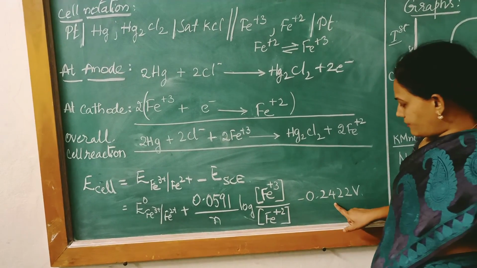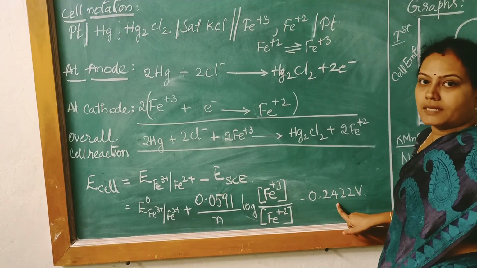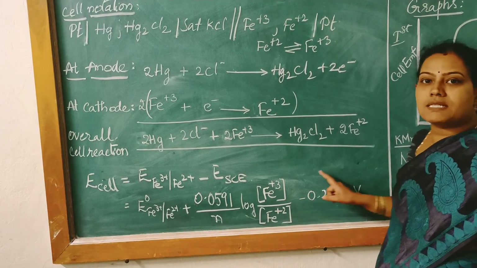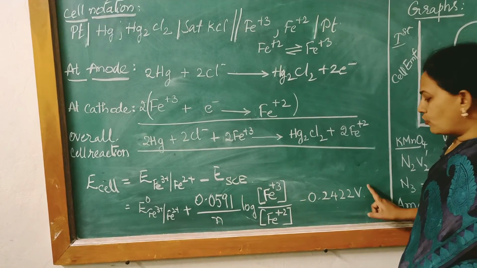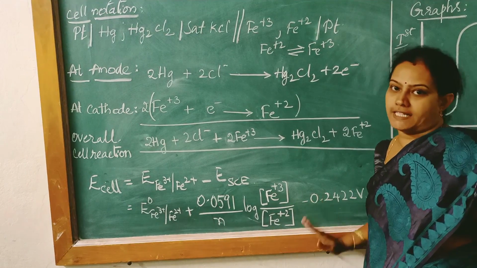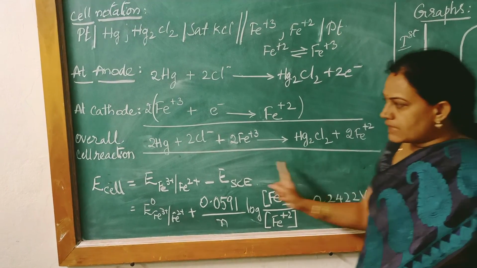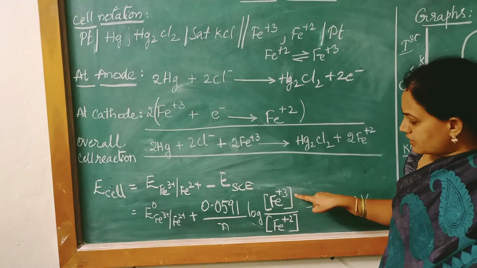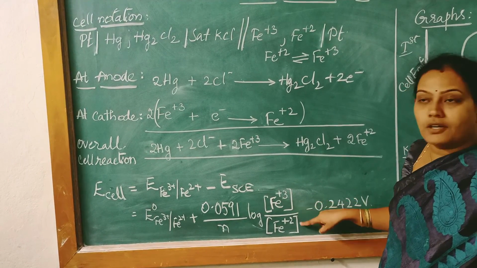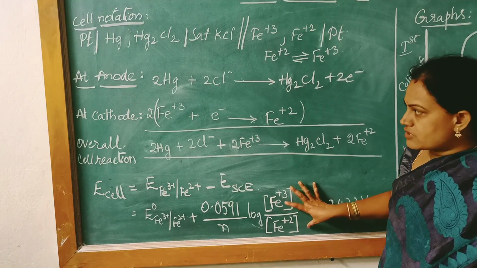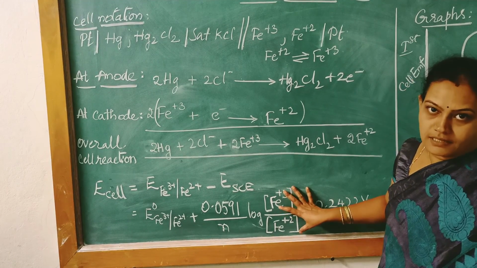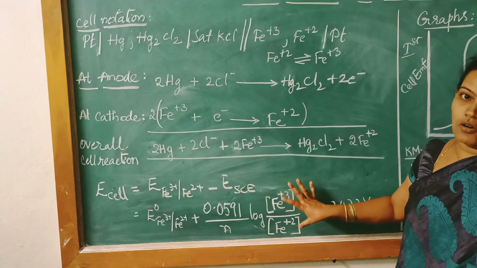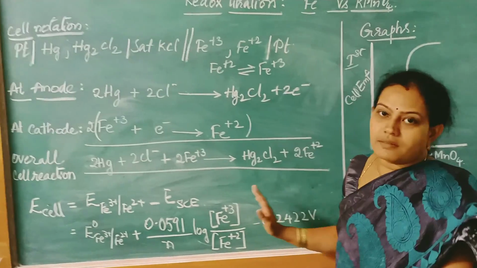And the left hand side electrode is the saturated calomel electrode. As previously discussed, this is going to have a standard potential of 0.2422 volts, which remains unchanged. So the overall EMF of the cell is mainly varying with the concentration of ferrous ions and ferric ions. This is going to be the deciding criterion to know what changes occur in the E cell of the potentiometric titration.